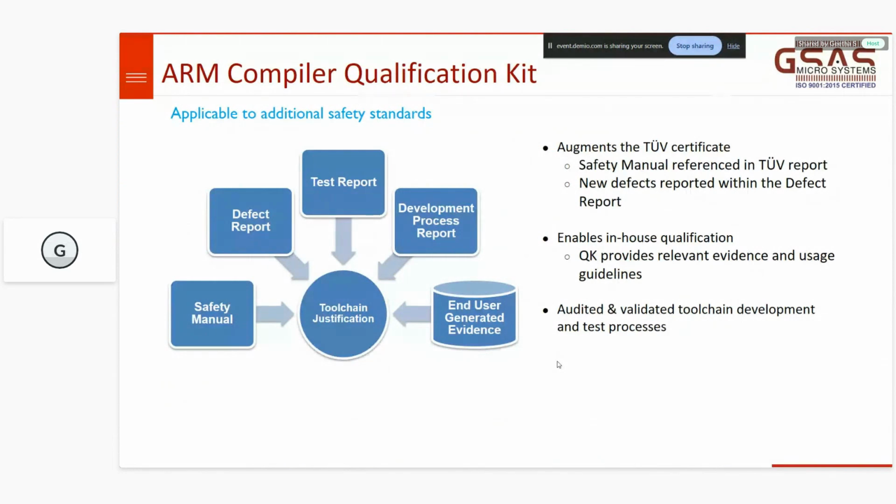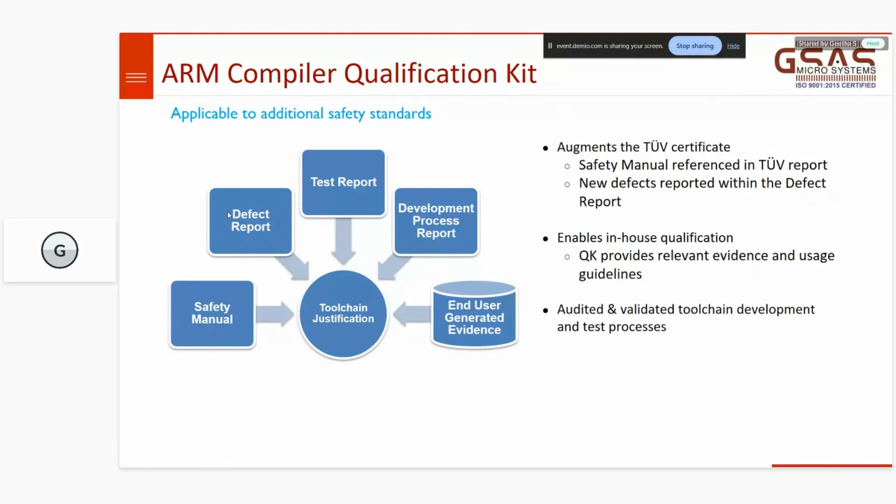But sometimes customers, irrespective of the certificate, ask for the evidence. So what is that evidence? It comes as an ARM compiler qualification kit. This kit comes with a safety manual, defect report, test report, development process report, and end user generated evidence. The safety manual describes the safety steps you have to take when developing your code using this certified version of the ARM compiler. The defect report covers whatever defects the ARM team has fixed for the safety certified version, based on customer feedback or their internal analysis.